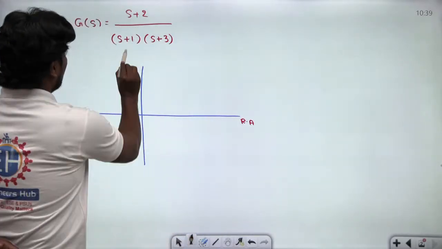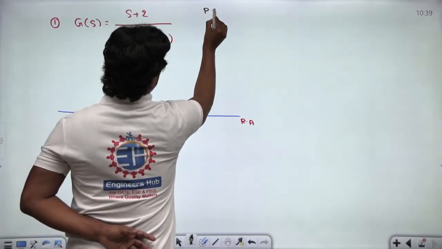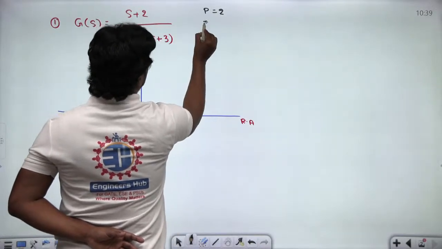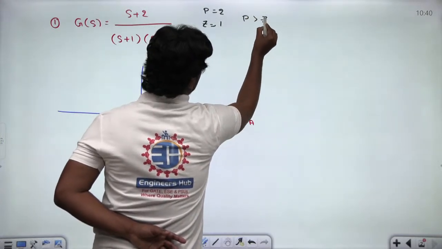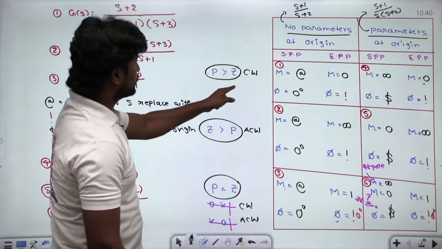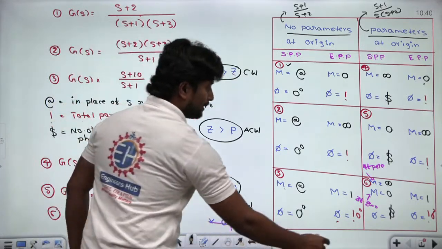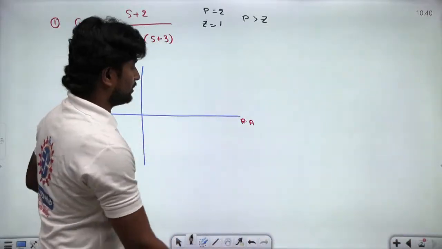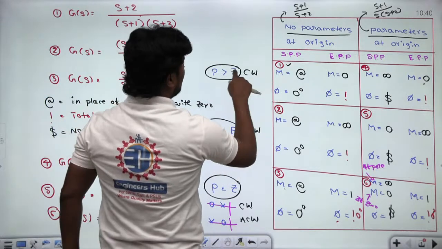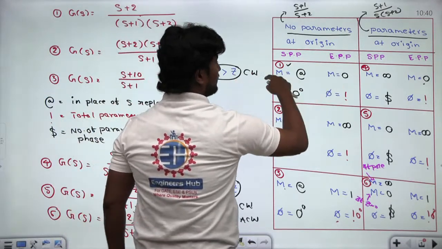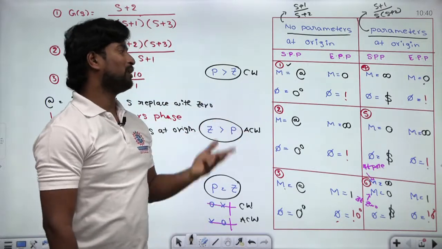First tell me, how many poles are here? Check once. Number of poles is 2 and number of zeros is 1. There is no doubt here that the number of poles is dominating the number of zeros. So go with the table. Number of poles dominating number of zeros, and carefully observe, no parameters at origin. So for this case, we'll discuss the starting point magnitude and phase, and the ending point magnitude and phase.